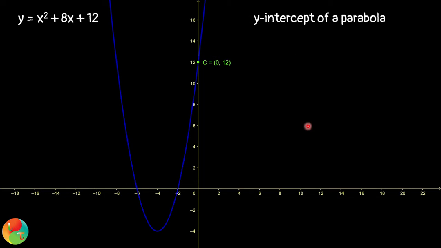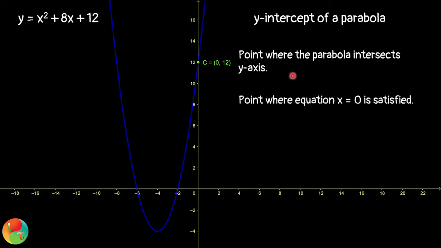Now let's talk about the y-intercept of a parabola. In this case, the y-intercept is at point C, which is 0, 12. This is the point where the parabola intersects the y-axis. It is the point where the equation x is equal to 0 is satisfied. Evidently, the coordinates of C are 0, 12, showing that the y-intercept lies on the y-axis where x is equal to 0.